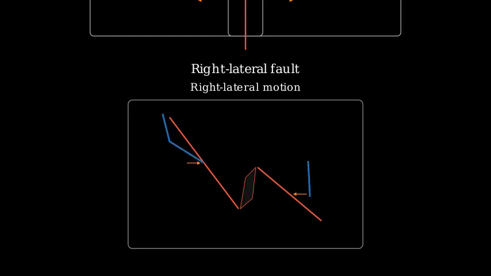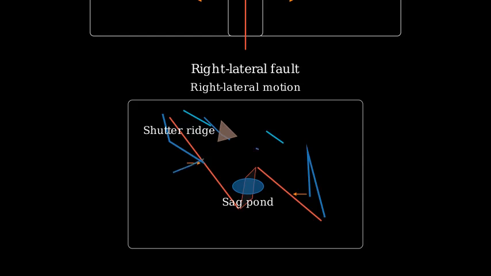Next, streams crossing the fault can be shifted sideways, producing misaligned channels. A releasing bend or stepover can drop the ground surface and form a sag pond. Where the fault locally restrains motion, compression builds a pressure ridge or shutter ridge that can block a stream. Finally, strong lateral motion can behead a channel, leaving an orphaned valley on one side and the displaced downstream reach on the other.